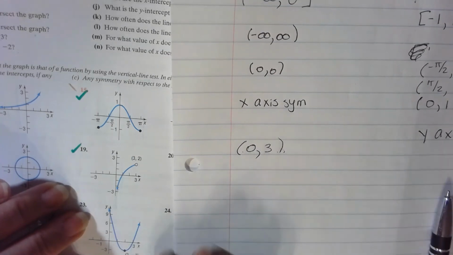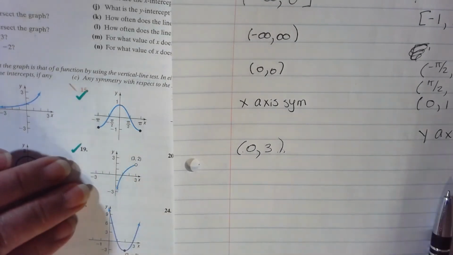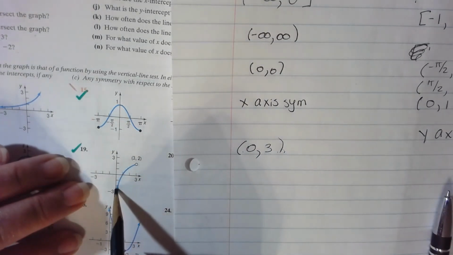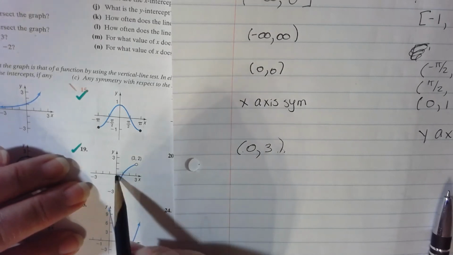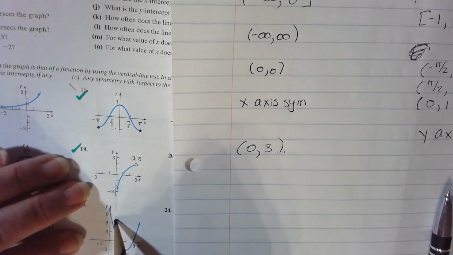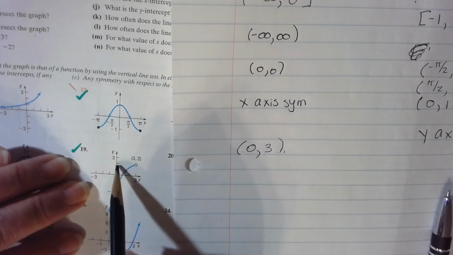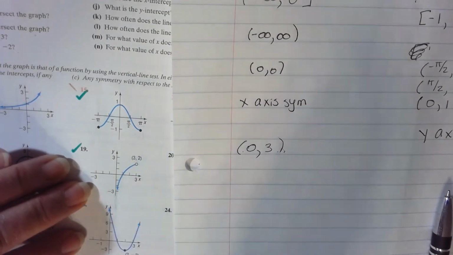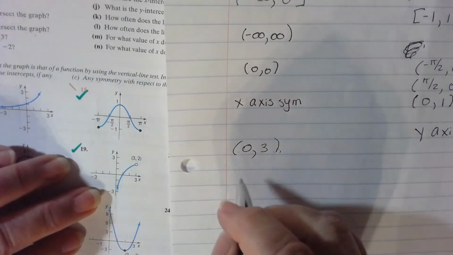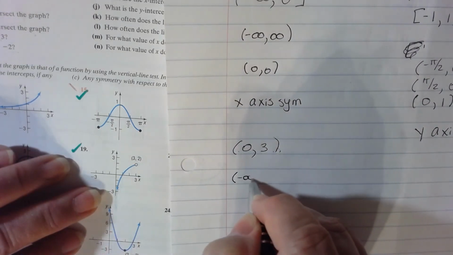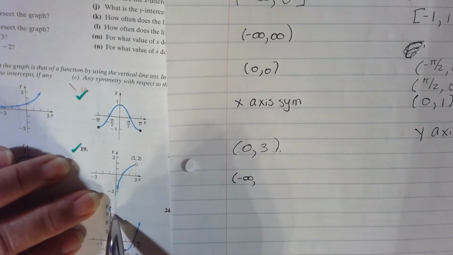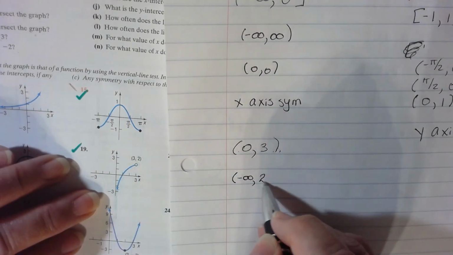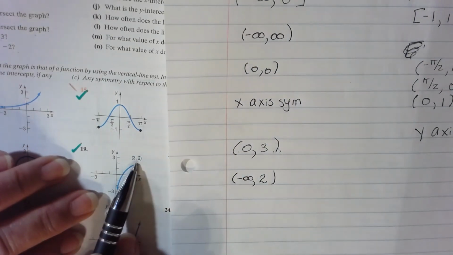Now, what about the y values? The range. Well, as this thing keeps coming down here, it's going to use up all the negative y values. And the highest y value is up to 2, but not including 2. So your range, you do negative infinity to start down here and go up to 2, and you put a parenthesis since it doesn't actually include that point.